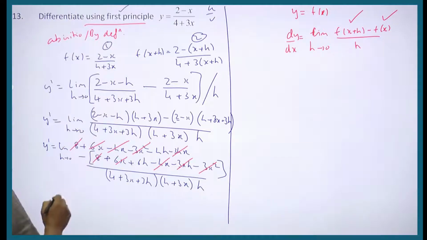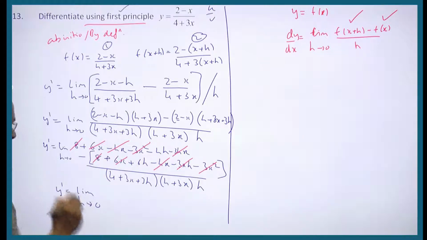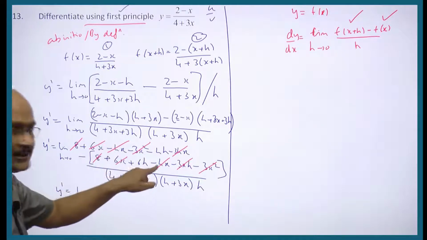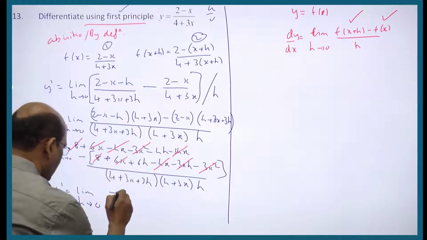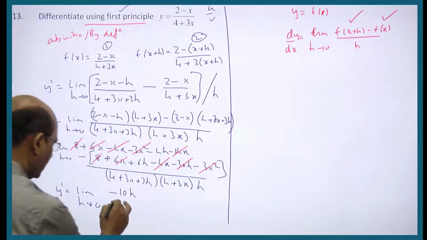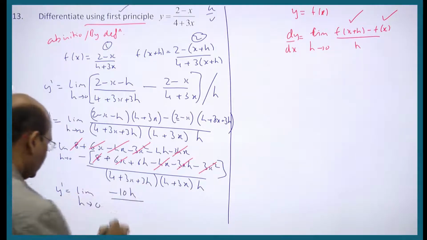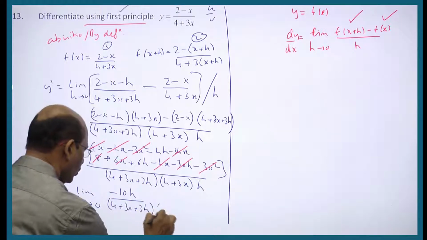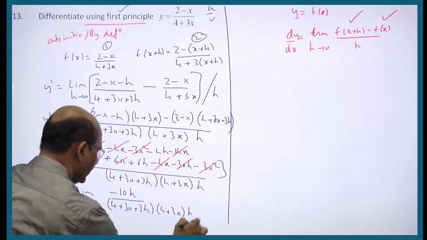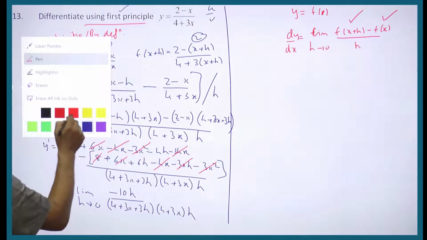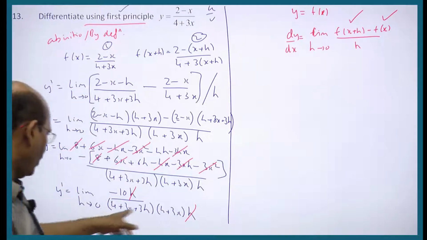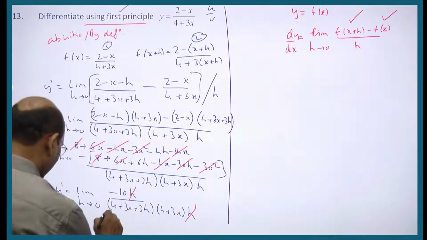I will show you. y dash will be the limit. Remember, don't forget to write this, because you are not taking the limit yet. In this, minus 4h, outside is minus. So minus 4h minus 6h. What is minus 4h minus 6h? Minus 10h, right? Upon what will happen now here? It will be the same thing, (4 plus 3x plus 3h) into (4 plus 3x) into h. Now I can, before taking the limit, in fact you can take this, cancel it out. Now I think I can take the limit because the denominator will become a non-zero number. So you can say taking the limit.